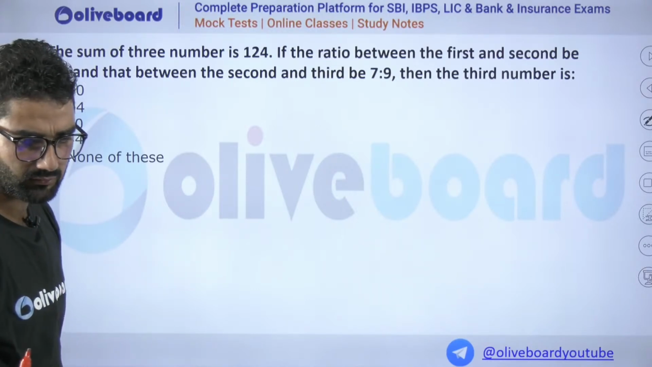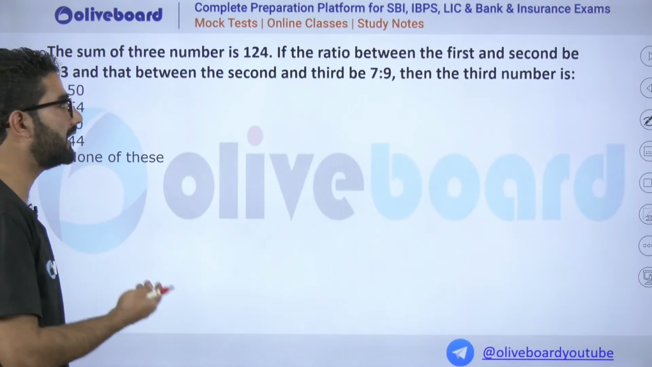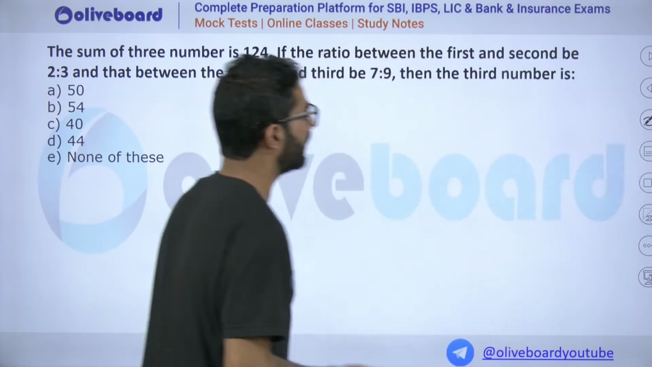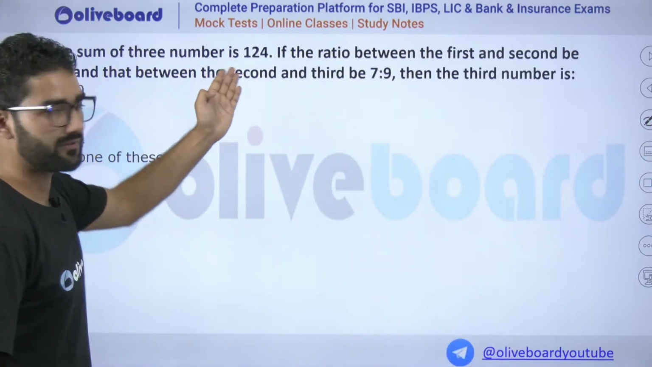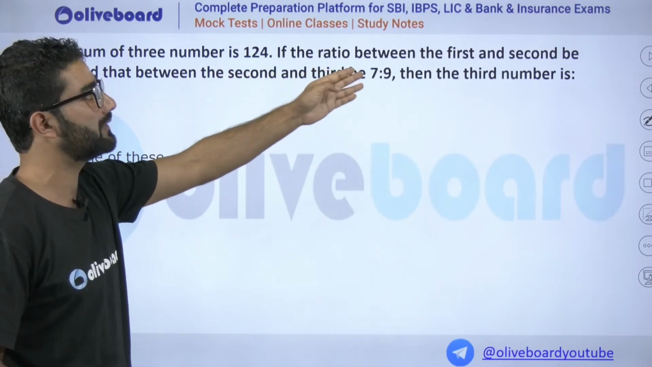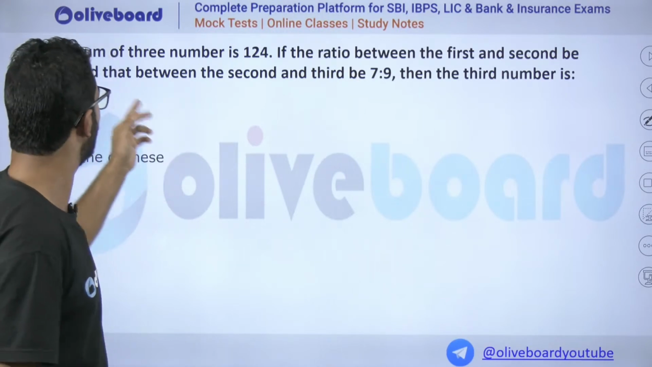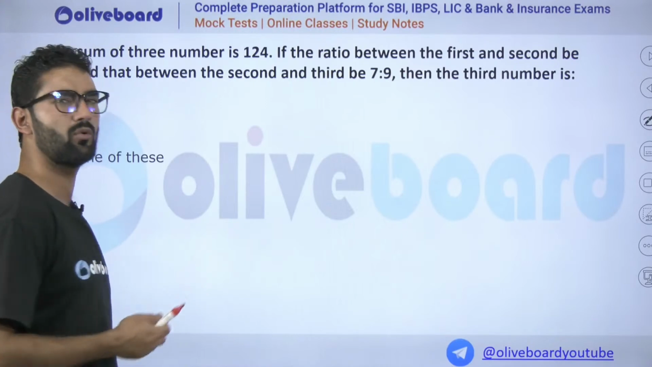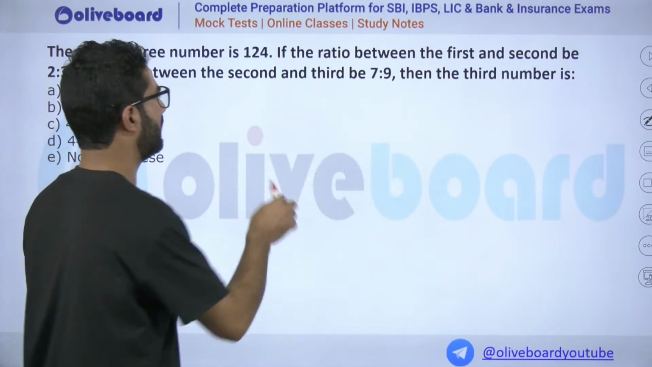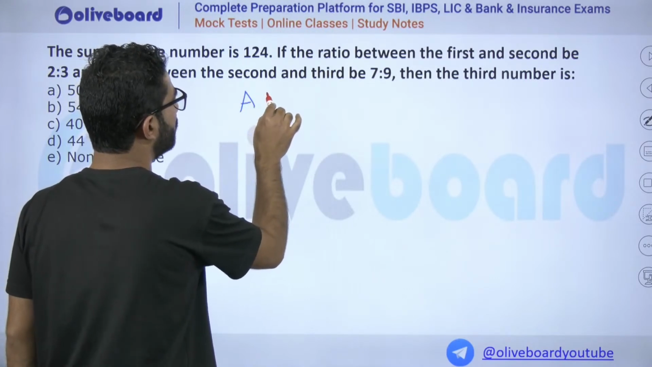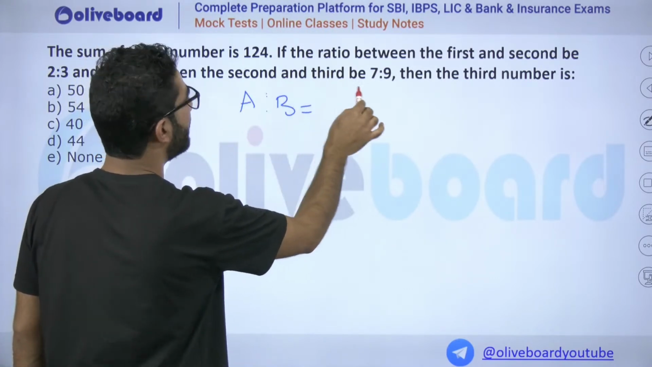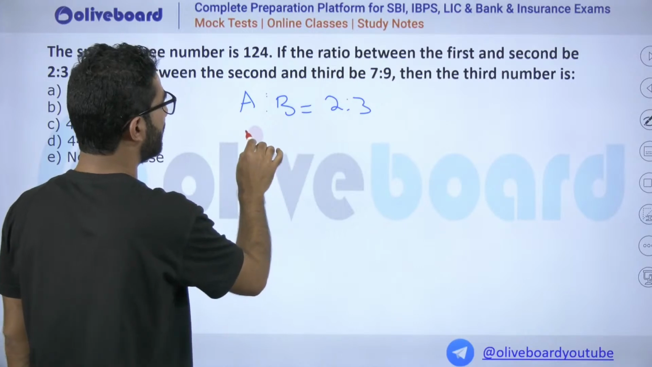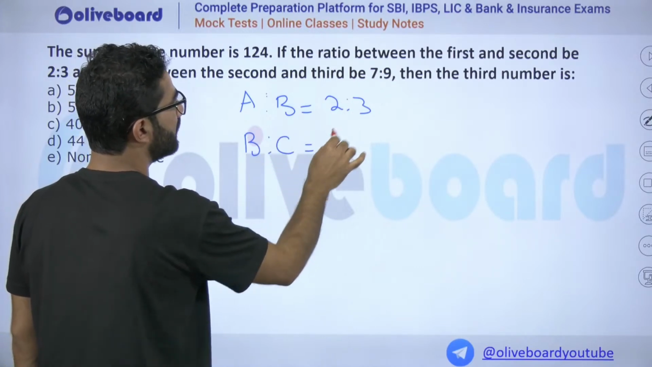Okay. The numbers are not given, but the data is given, the ratio is given. How to tackle such type of question, you can do this way. The sum of three numbers is given as 124. If the ratio between the first and the second number is given as 2:3, and that between the second and third is given as 7:9. You can assume, mostly what we do, we just take A, B, C. If A is the first number and B the second, the first and second ratio is given as 2:3. And the ratio between the second number B and the third number C is given as 7:9.